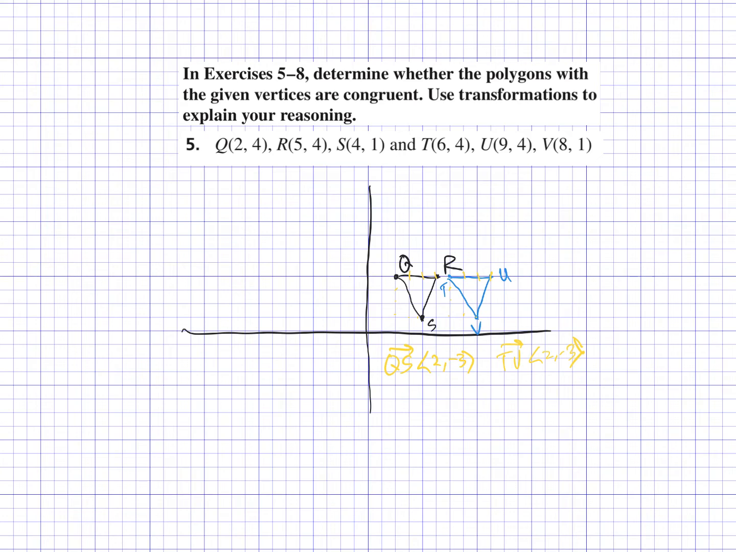And then you got to check RS. So you don't have to write these down. You just have to check them. So we go down 3 and over 1. So left 1 and down 3. And then you check UV. So that goes down 3 and over 1. Okay, so make sure you put it in the right positions. Remember, run is first and then rise.